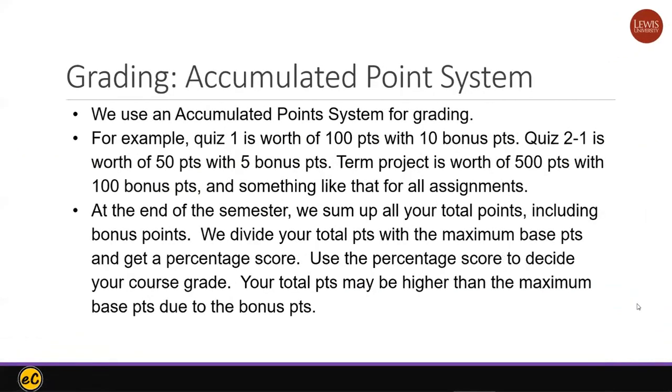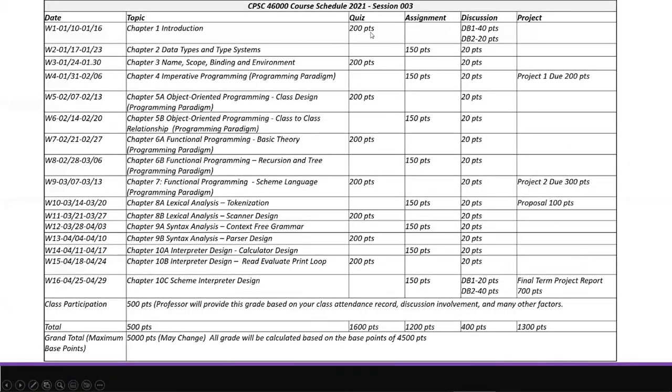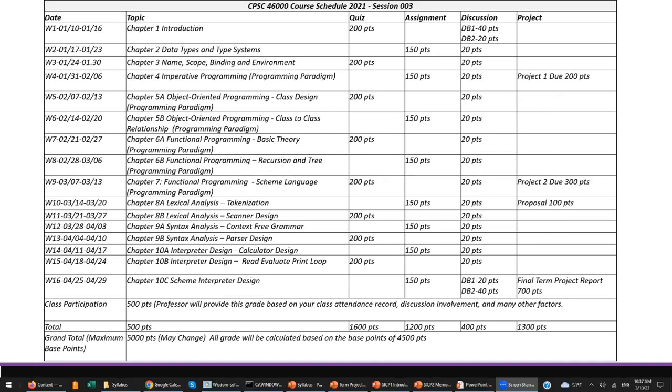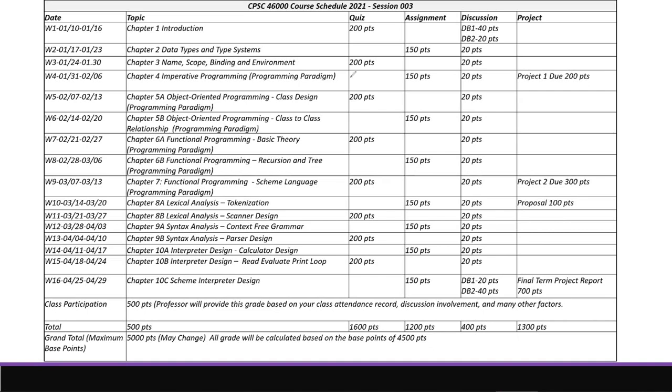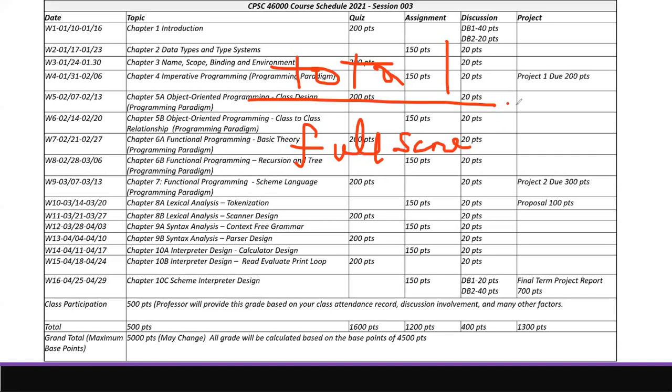Now, next is the grading. This course is using the accumulated point system. So basically, every homework, every quiz, you earn some points. Every discussion, you earn some points. Every project, every term project, you earn some points. And eventually, you will earn a total point. Your total points divided by the full score will give a certain percentage.